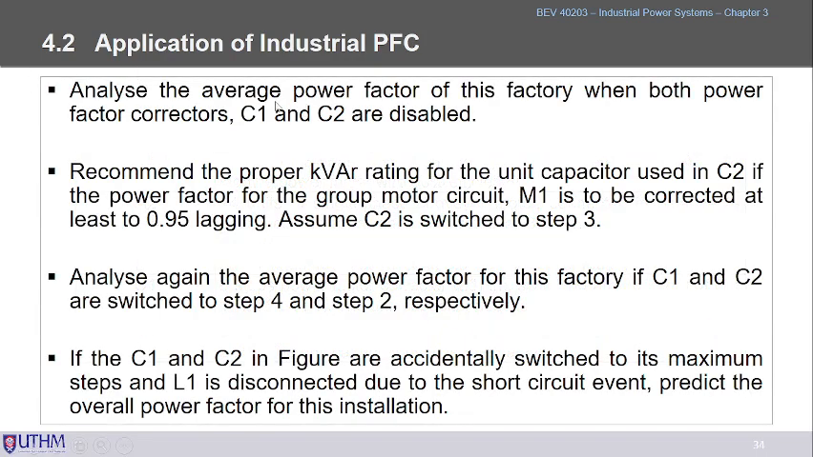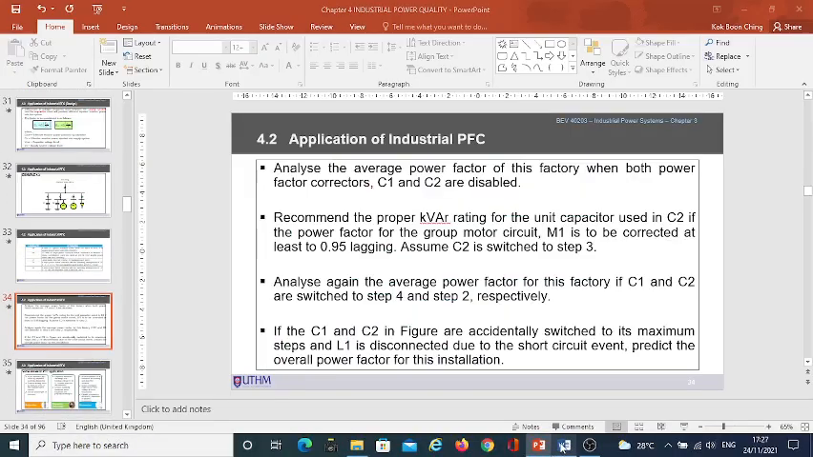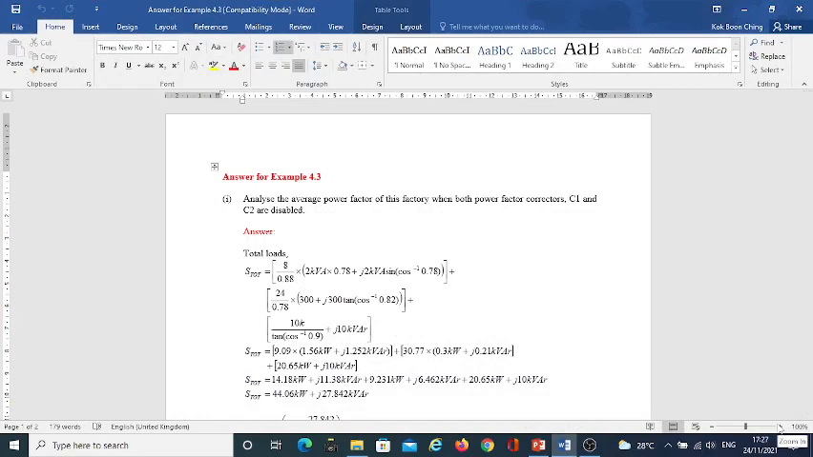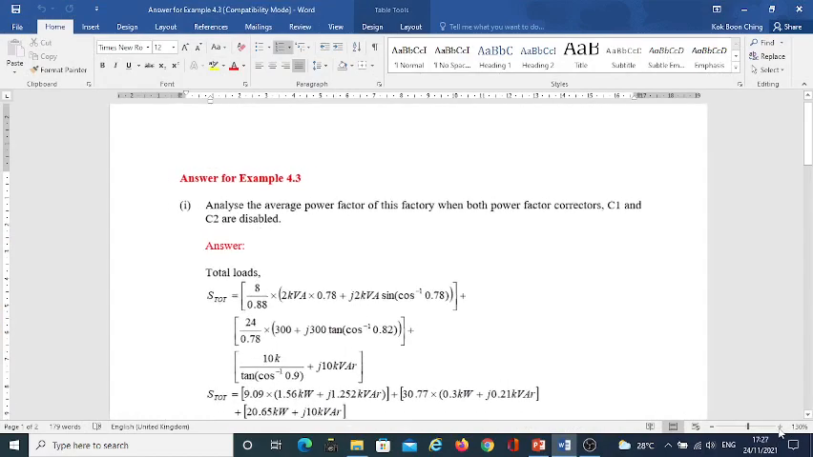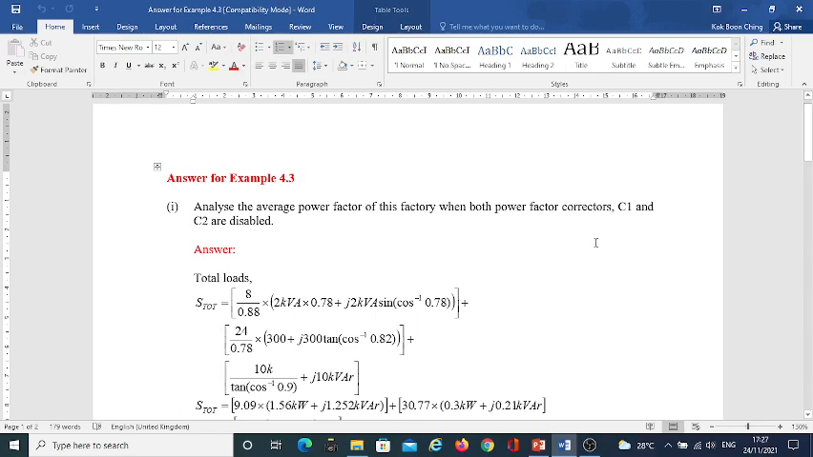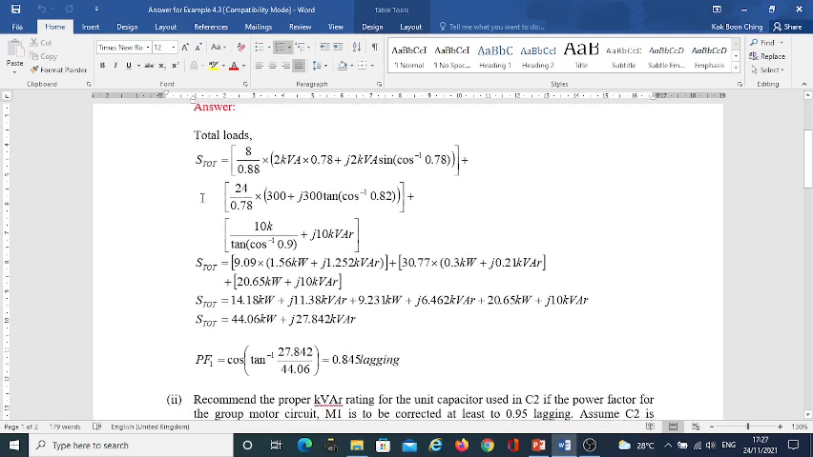Then we have to analyze the average power factor of this factory when both C1 and C2 are disabled. So how to calculate it? I have the solution here. When C1 and C2 are disabled, we have three types of load here: the M1, M2, and the lump load 1, L1.